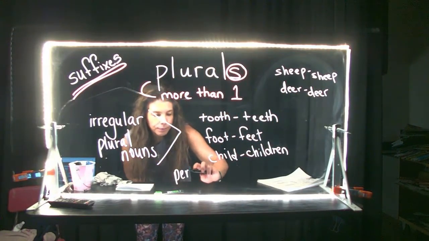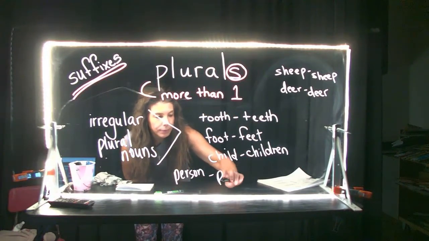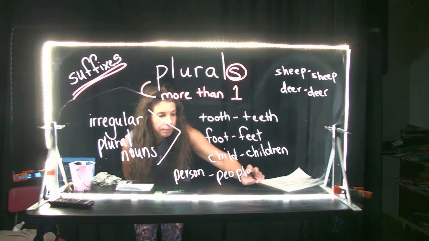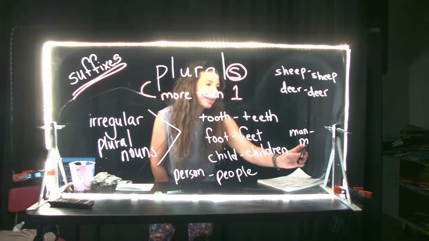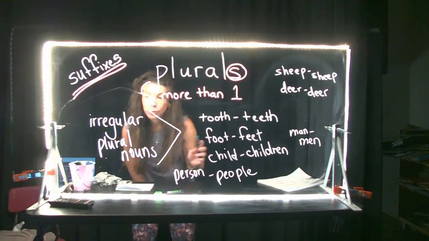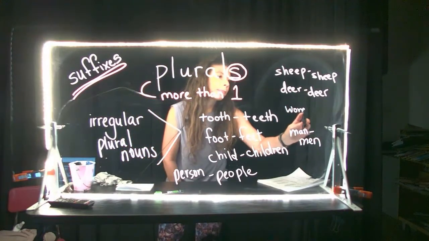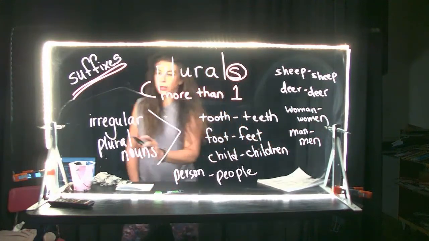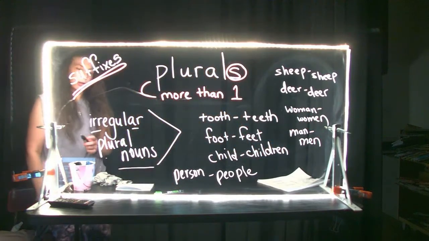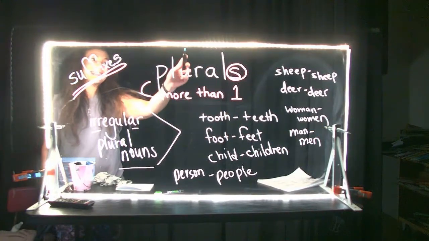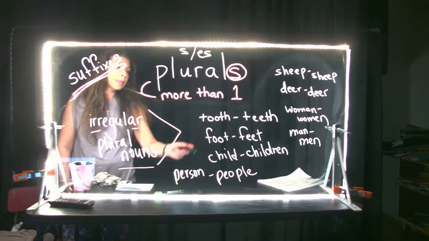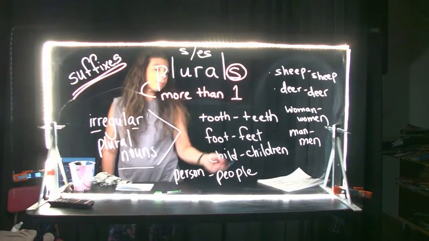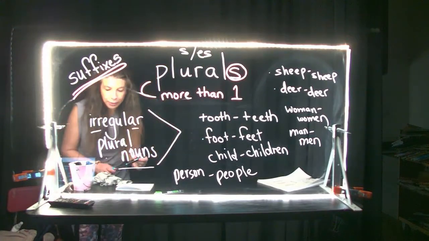Person. One person becomes many people. Man becomes men. Woman becomes women. So these are what you call irregular plural nouns. And the reason why they're irregular is because you don't add an S and you don't add an ES. Sometimes the spelling stays the same. Sometimes the spelling changes altogether.